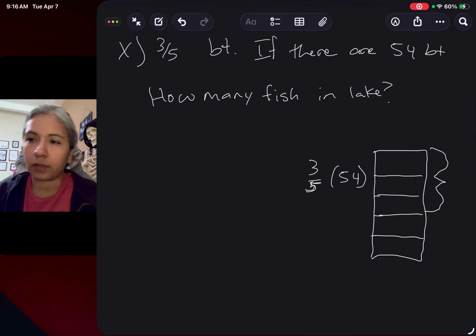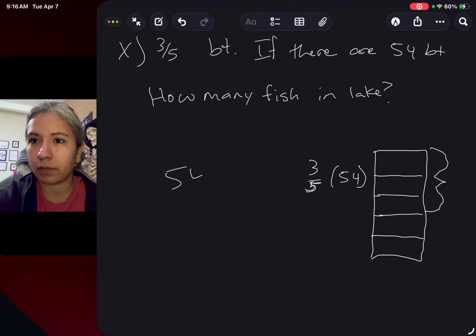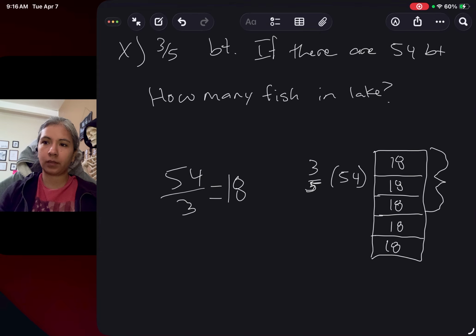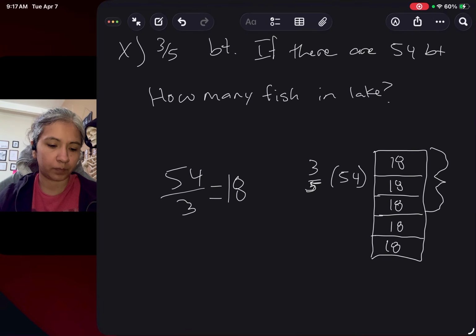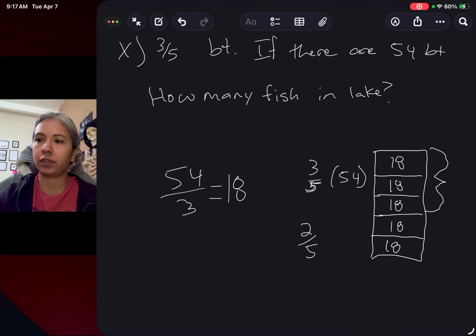So we want to divide that 54 into 3 parts because we know there's 3 here. So if we divide 54 by 3, that will give us 18. So that means there's 18 fish in each group. These 2/5, they're not blue tangs, they're other kinds of fish.